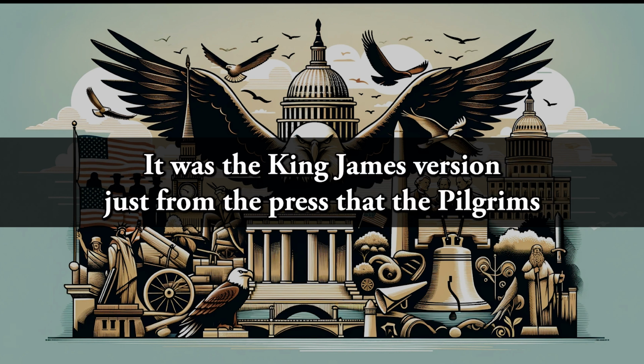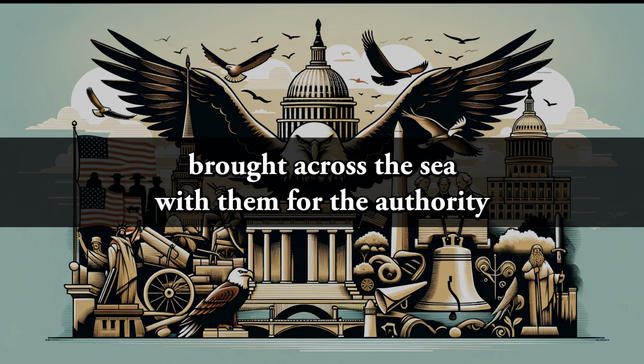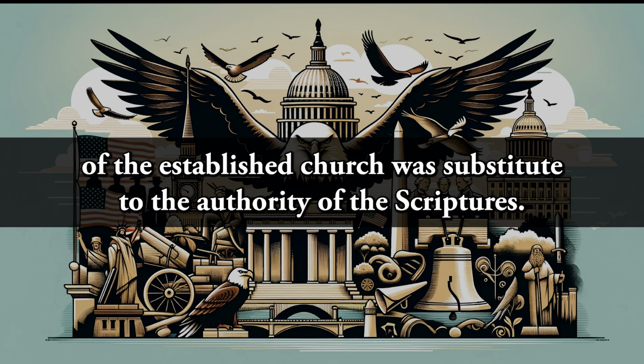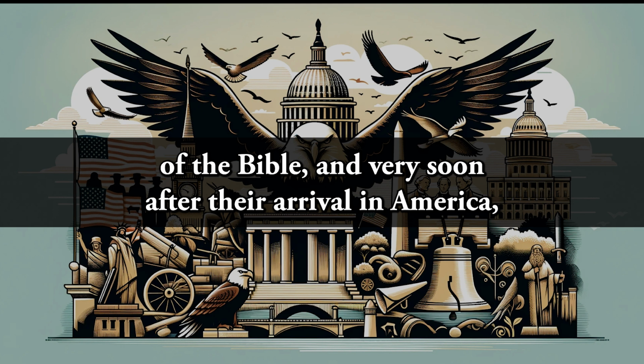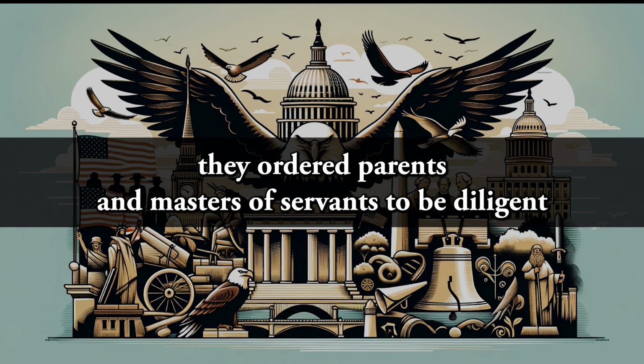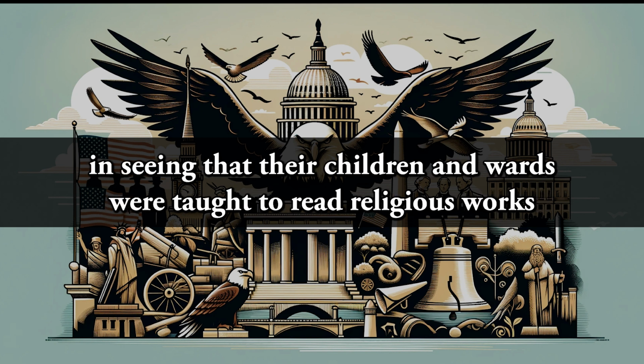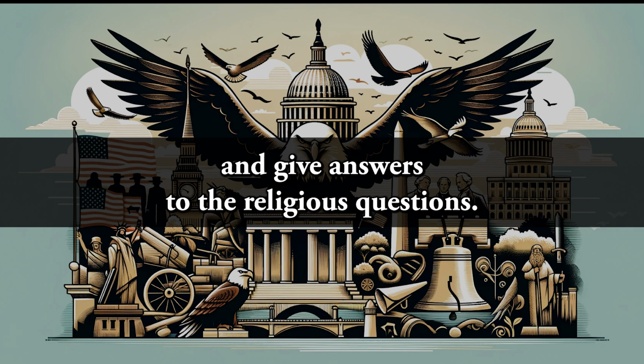It was the King James Version, just from the press, that the Pilgrims brought across the sea with them. For the authority of the established church was substituted the authority of the Scriptures. The Puritans devised a catechism based upon their interpretation of the Bible, and very soon after their arrival in America they ordered all parents and masters of servants to be diligent in seeing that their children and wards were taught to read religious works, and give answers to the religious questions.